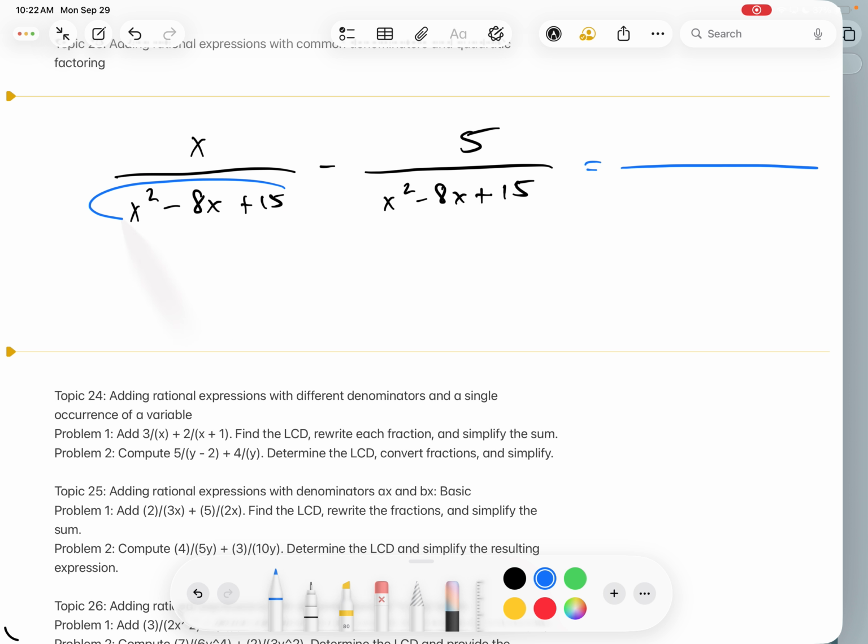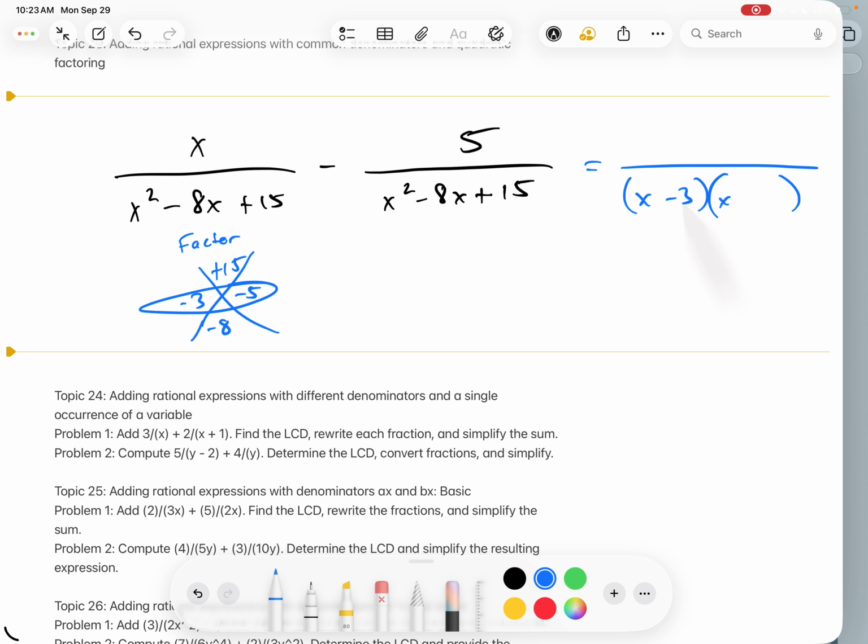anytime you see something like this on the bottom, you should probably just go ahead and factor it. So what multiplies to be 15 and adds up to be negative 8? It should be minus 3 and minus 5. Right, so my denominator is actually (x - 3)(x - 5). Negative 3 times negative 5 is positive 15. Negative 3 minus 5 is negative 8.